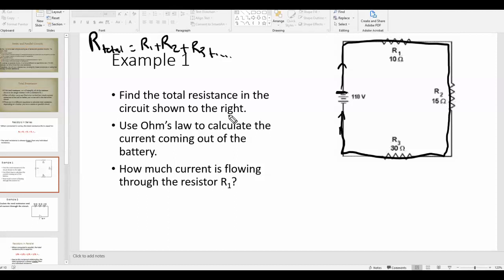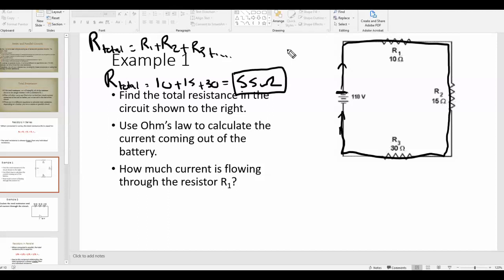Okay, so in this case, the total resistance, R total, I'm looking only at the resistances. That's going to be 10 ohms plus 15 ohms plus 30 ohms. Okay, I don't care about the 110 volts because volts is not resistance. I only care about the ohms because that's the unit for resistance. So 10 plus 15 is 25, 25 plus 30 is 55, and so the total resistance is 55 ohms. And so that is the answer to the first question. Okay, very simple. Okay, just adding numbers.